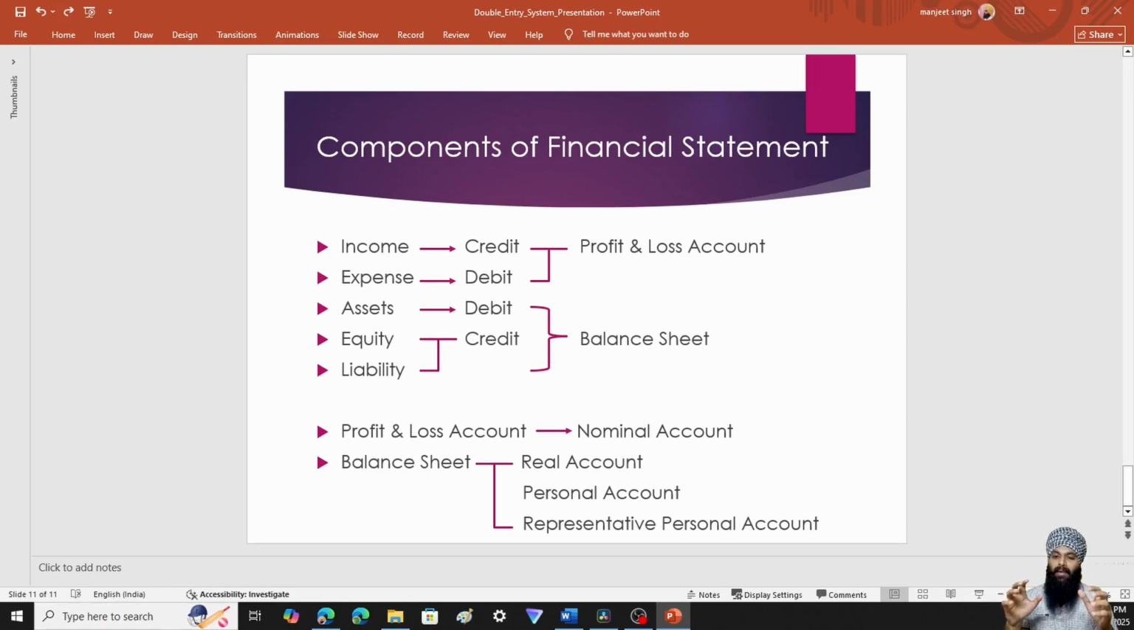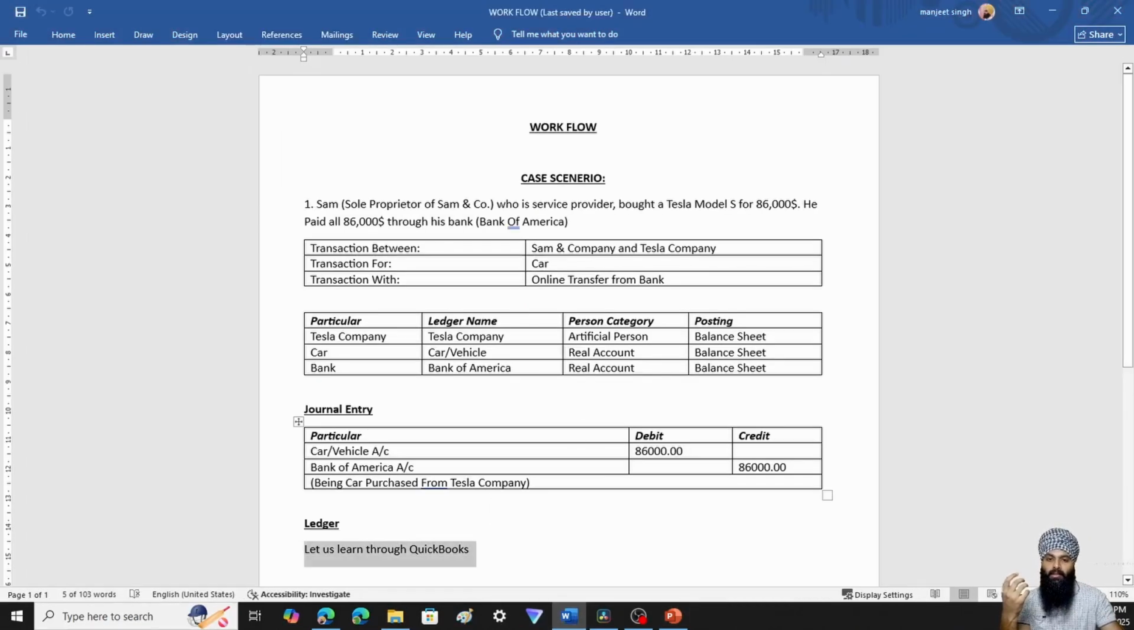And the balance sheet covers real accounts and personal accounts. It may be natural, artificial, or a representative personal account, right? And the rule of a real account is: debit what comes in, credit what goes out. Okay. And for a personal account: debit the receiver, credit the giver. Okay. Now let's move on to the case study that I prepared for you, so that you can understand thoroughly the workflow of a transaction.